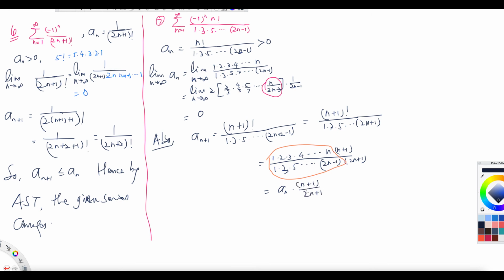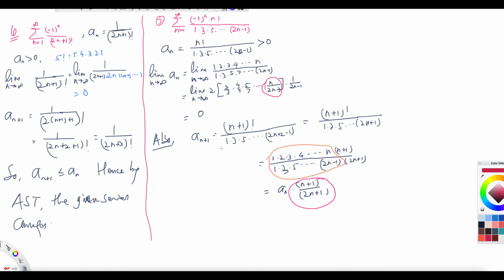Okay, so what do you think? Is an plus 1 bigger or an bigger? For n equals 1, what do you get? 1 plus 1 is 2, divided by 2 plus 1, 3. That is 2/3, less than 1, right? So this fraction is always less than 1. Whatever value of n you pick, this is less than 1. Meaning an plus 1 is an times a fraction less than 1, meaning that an is bigger, right? Because an plus 1 is a certain fraction of an.